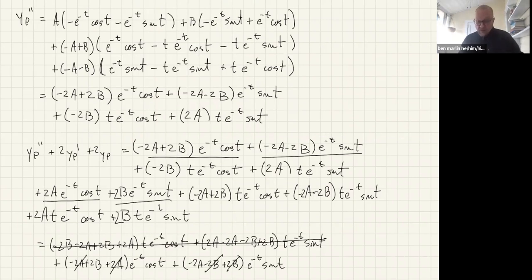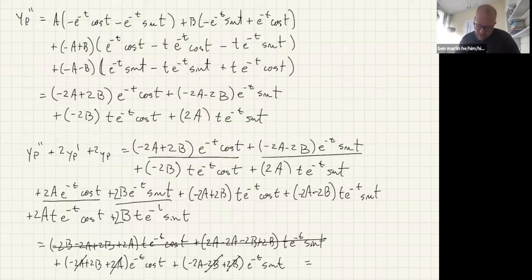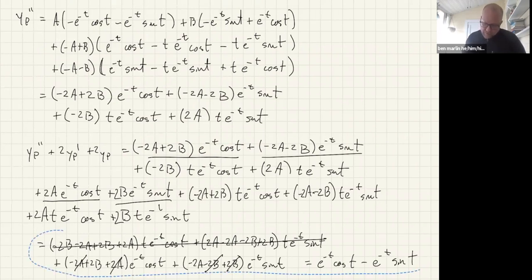All right, I have run out of room, but we're going to go ahead and write down here that this is supposed to be equal to what? E to the minus t cosine t minus e to the minus t sine t. All right, I'm going to go ahead and put that onto my next page here.